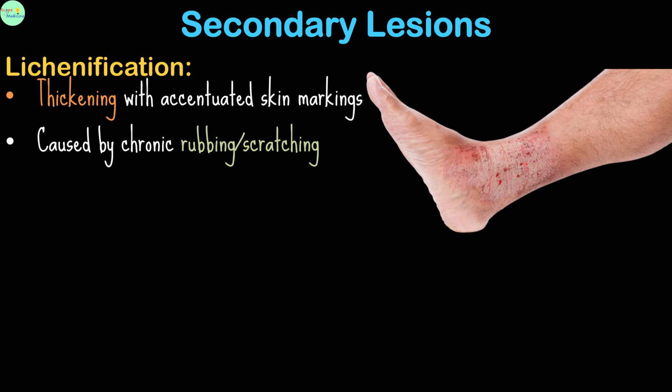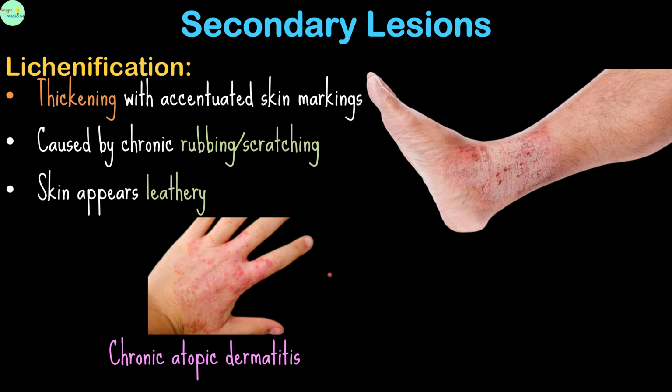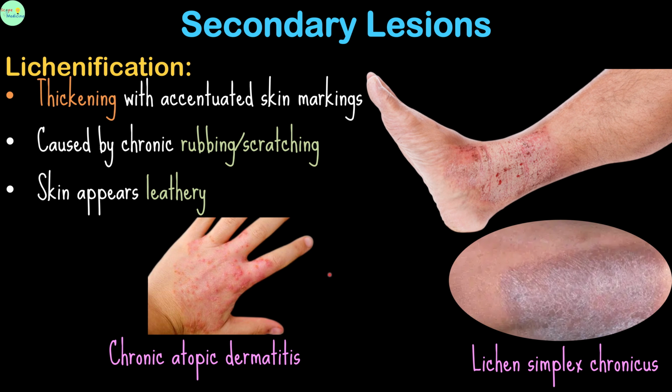Lichenification and scar are changes from chronic injury. Lichenification is a thickening of the skin with visibly accentuated skin markings. It is caused by chronic rubbing or scratching, making the skin appear leathery. Examples include the thickened skin in chronic atopic dermatitis and lichen simplex chronicus, a condition of neurodermatitis.